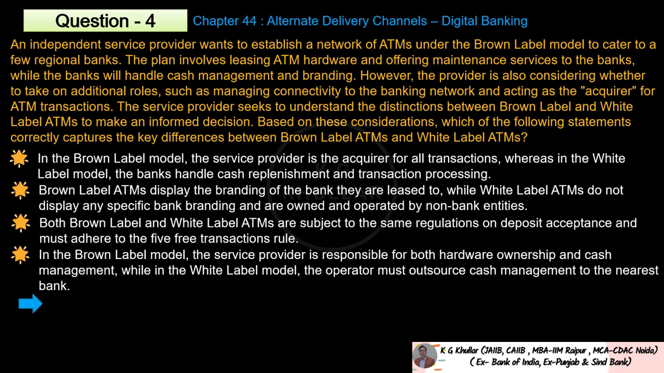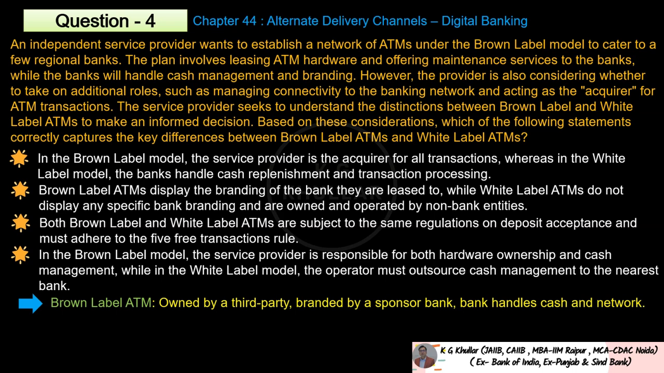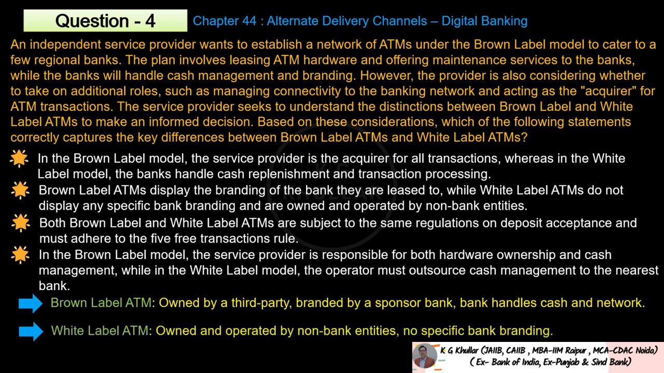Now friends, as you can see, the question statement is very lengthy, but the question simply asks about the differences between a white label ATM and a brown label ATM. That's it. So please note, in the brown label ATM model, the ATM hardware is owned by the third-party service provider, but the machine prominently displays the branding of the sponsor bank that manages cash replenishment and connects the ATM to its network. On the other hand, white label ATMs are owned and operated entirely by non-bank entities and do not display any specific logo or branding. So the correct option for the given question is option B here. Friends, I hope the explanation is clear to you.